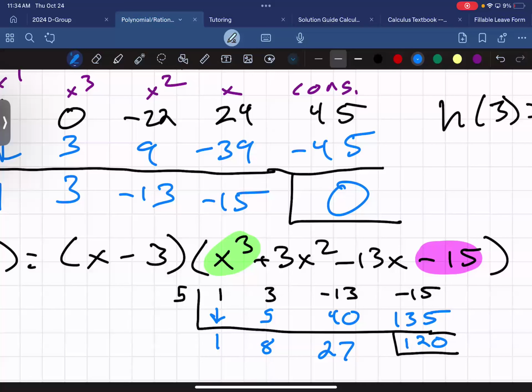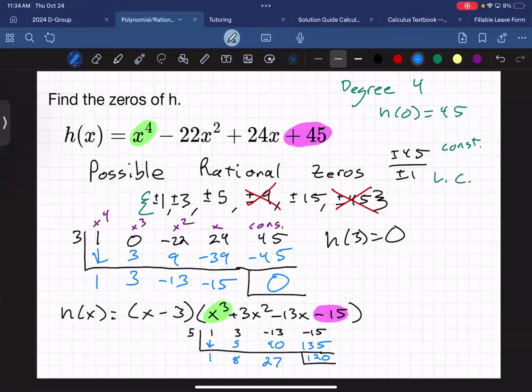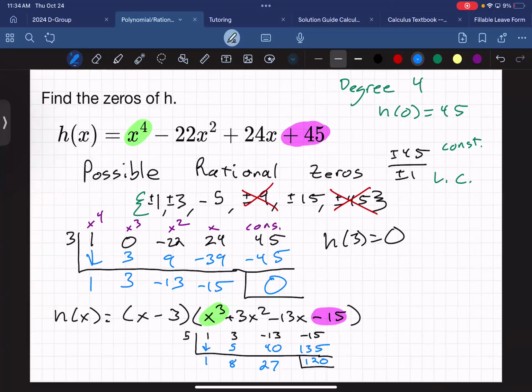Does 5 work? No. So should I try 5 again? No. What's another number then we can use? 3. Now keep in mind when you do that, that means positive 5 will never work. So make sure you scratch that off, like, hey, 5 will never work.